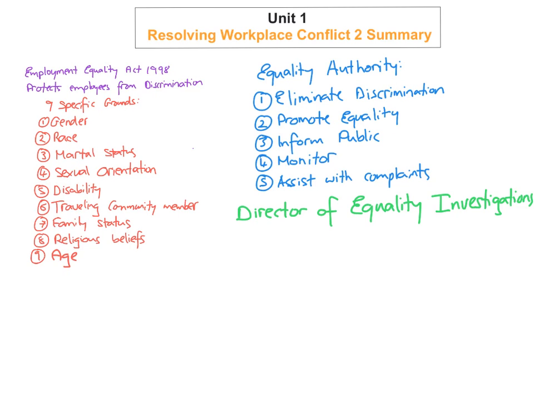The next thing we're going to look at is the Director of Equality Investigations. Under the Employment Equality Act 1998, if complaints are made, they're made to this person, the Director of Equality Investigations. The Director may deal with complaints in one of two ways. The first way is to refer the case to the Equality Officer. The second way is to refer the case to the Equality Mediator.